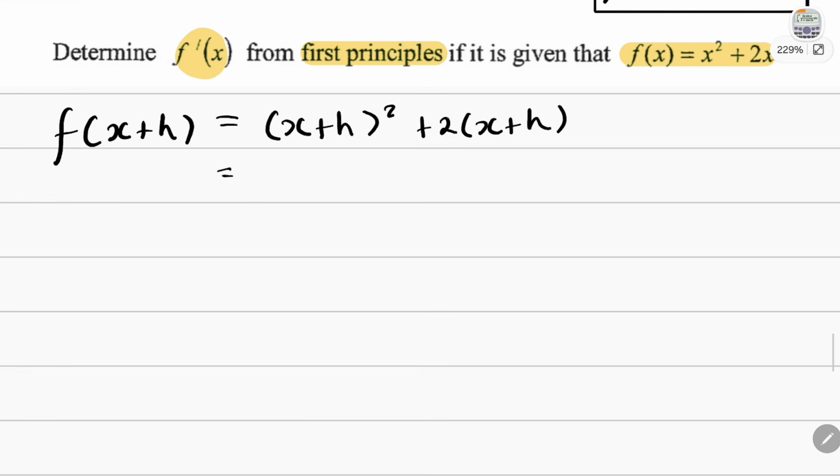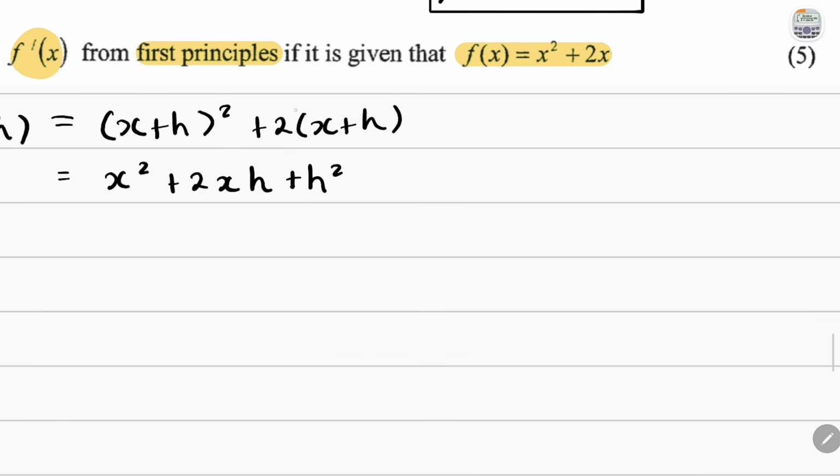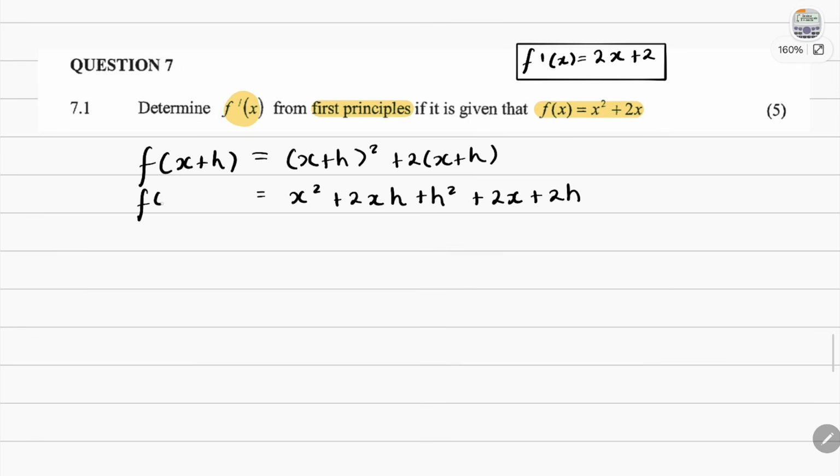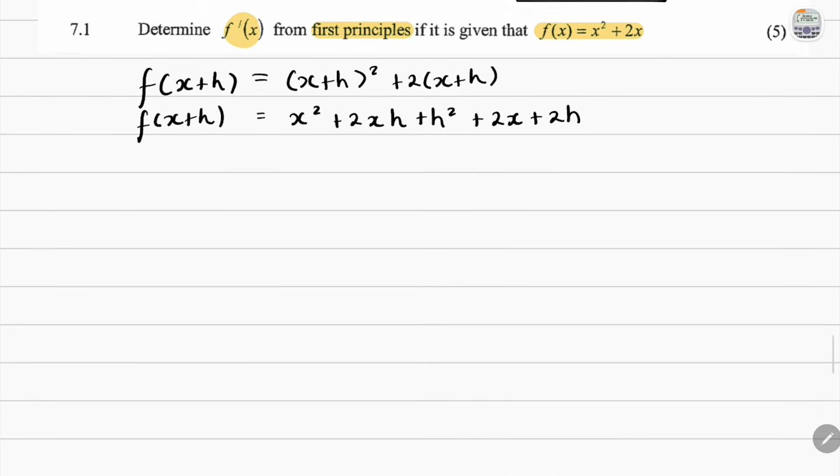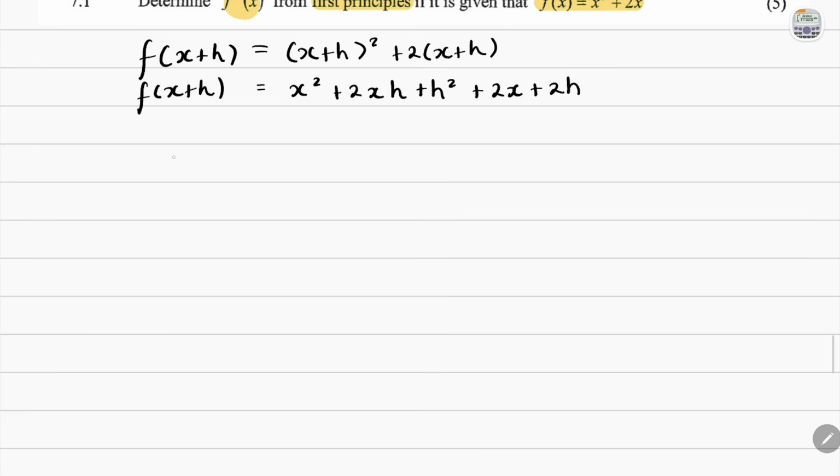And distribute. So I'm going to say the first term squared gives me x squared. Last term squared gives me positive h squared. Then first term times second term, that gives us xh. Then you just multiply this by 2, which gives us positive 2xh. Okay, and then distribute here, we have positive 2x and plus 2h. Okay, so we have the f of x plus h.